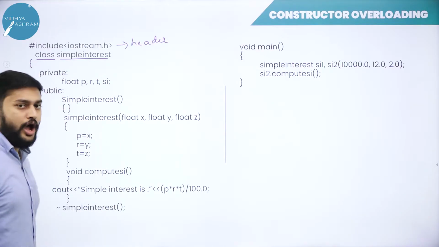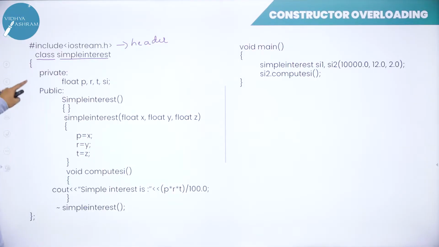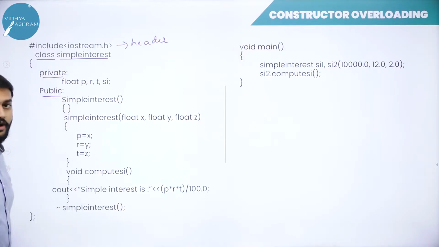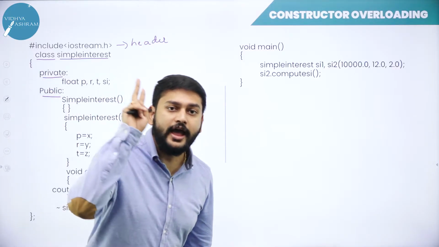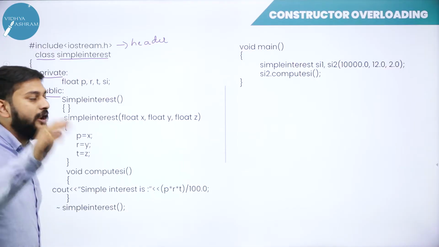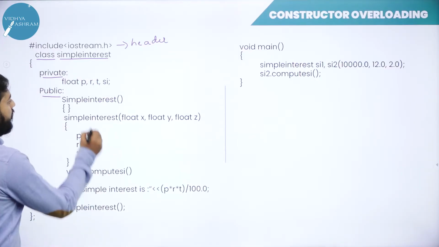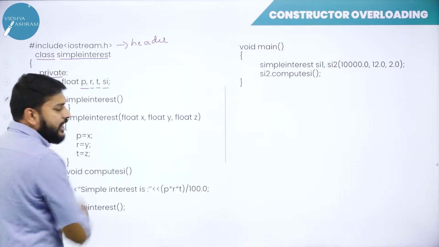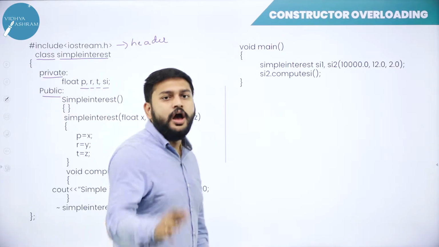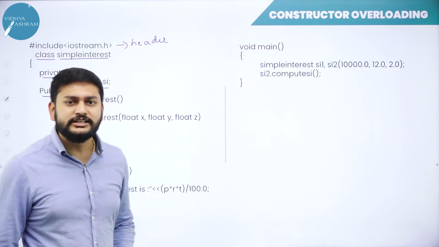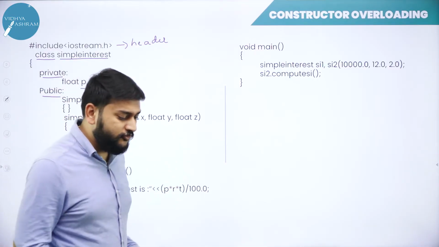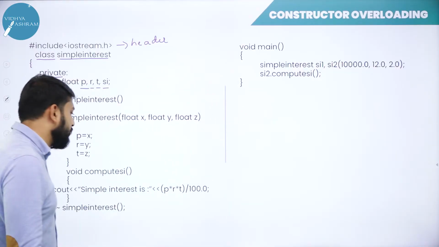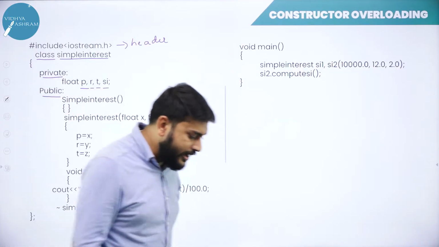After that, how many access specifiers do I have? My dear students, you need to observe, I have private and I have public here. Inside private, you need to understand P, R, T, S, I. What is this, sir? I'm trying to calculate the simple interest, my dear students. What is the formula for simple interest? It is PTR by 100. That is what you need to remember, PTR by 100.